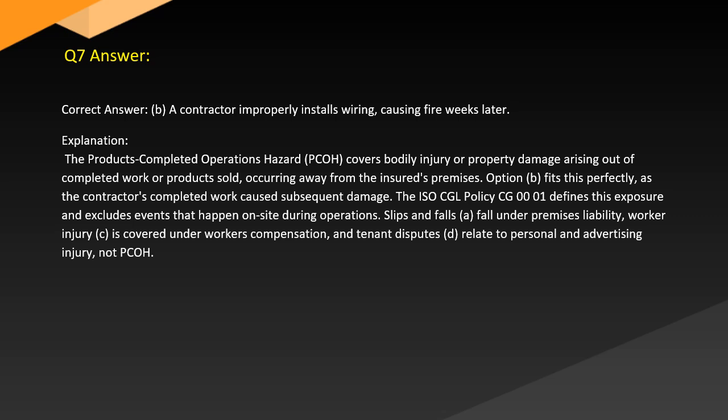Answer. Correct answer: B. A contractor improperly installs wiring, causing a fire weeks later. Explanation: the products-completed operations hazard (PCO) covers bodily injury or property damage arising out of completed work or products sold, occurring away from the insured's premises. Option B fits this perfectly, as the contractor's completed work caused subsequent damage. The CGL policy form CG 00 01 defines this exposure and excludes events that happen on site during operations.